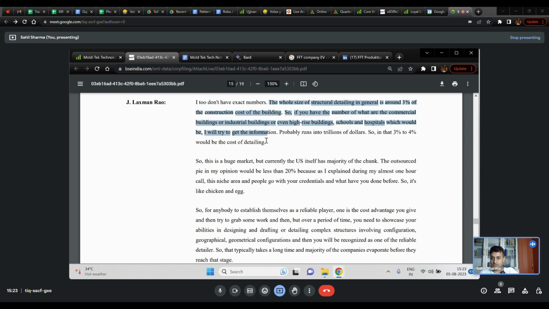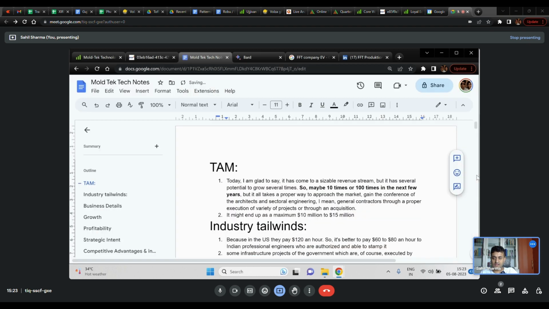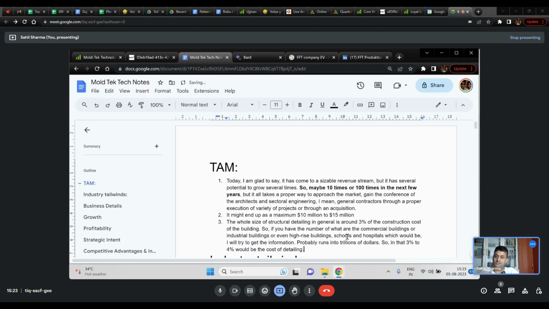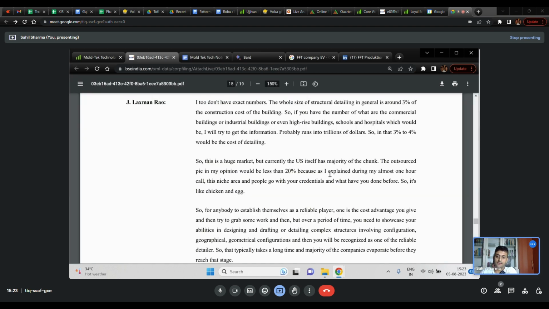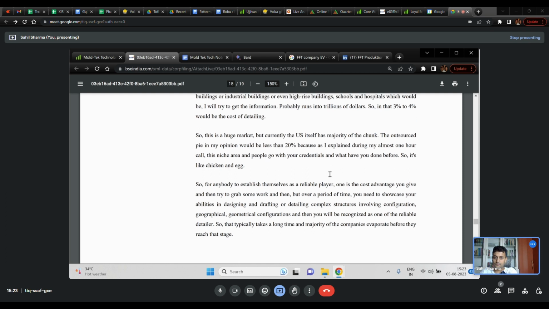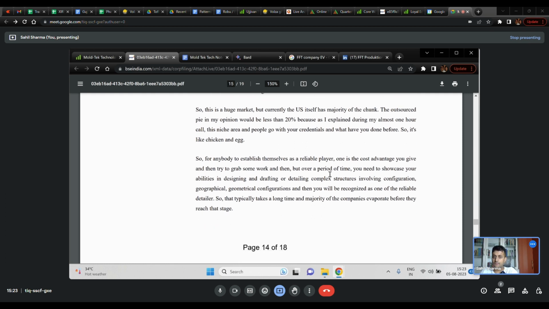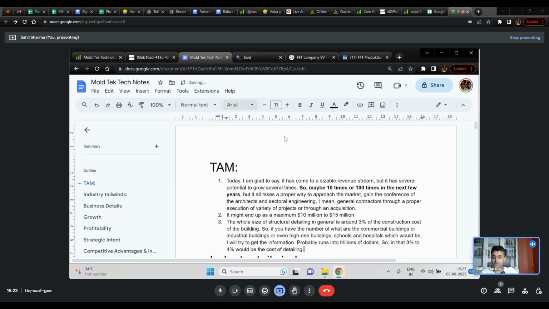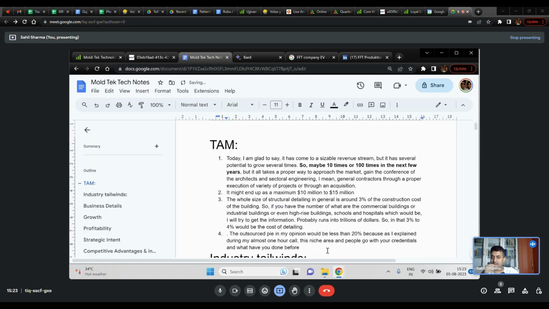This is important to estimate the TAM. He's saying that steel detailing is like 3% of the trillions of dollars. So steel detailing, just by virtue of this, probably becomes like a 60 to 100 billion dollar industry. Outsourced pie is less than 20%. Very niche area, and it's a chicken and egg problem. Like you need experience to get hired, and then you won't get hired.